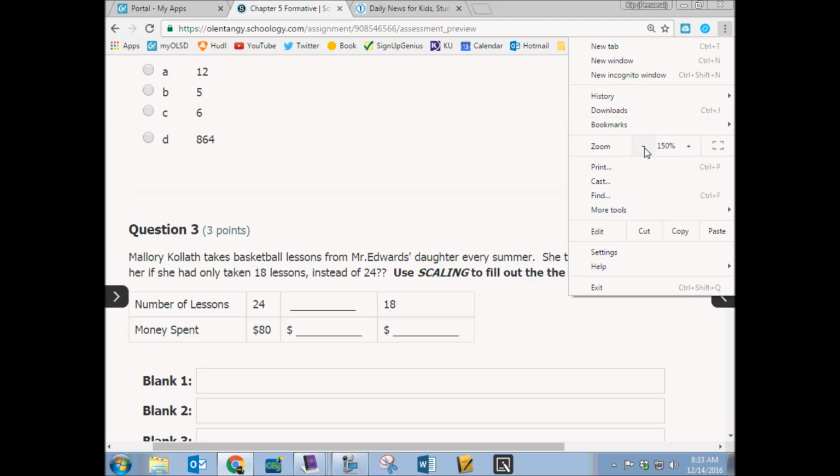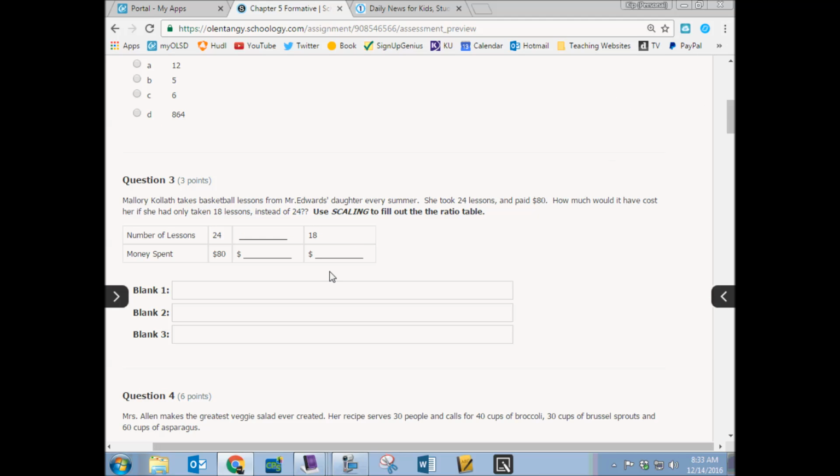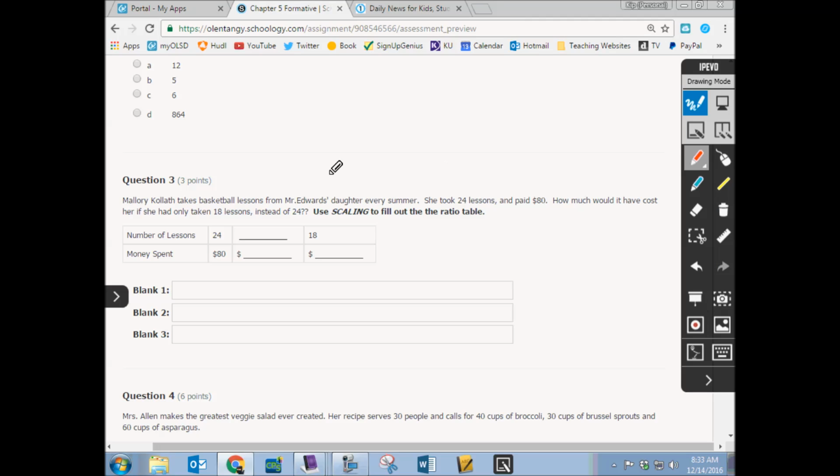All right, this next one here. You had a ratio table that you had to complete. It says, Mallory takes basketball lessons from Mr. Edwards' daughter every summer. She took 24 lessons and paid $80. As I'm doing this, you should be writing this too. Remember, your formative is your review guide now. I would try to do everything the way I did. I would be writing everything that I write because the summative is going to look just the same. So, you have to figure out, what if she would only have taken 18 lessons?